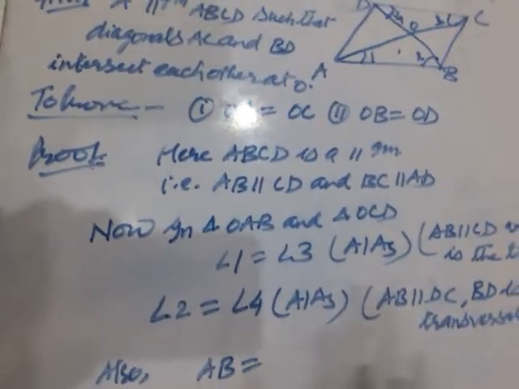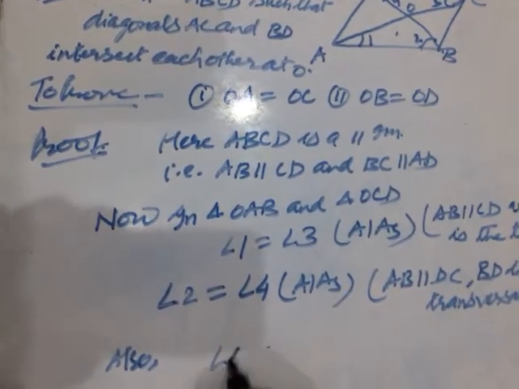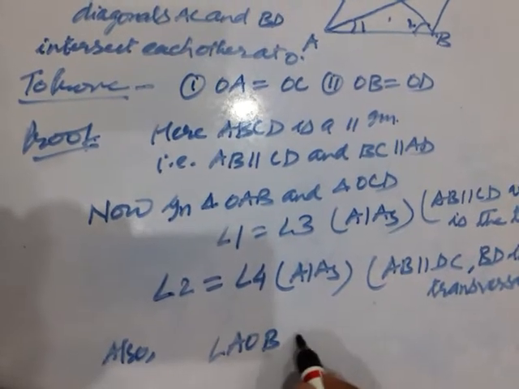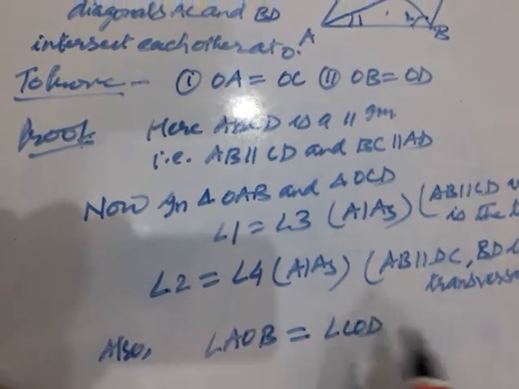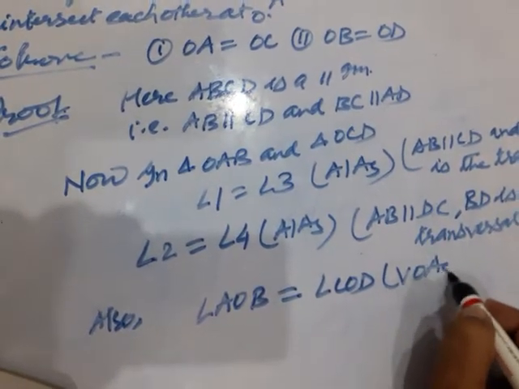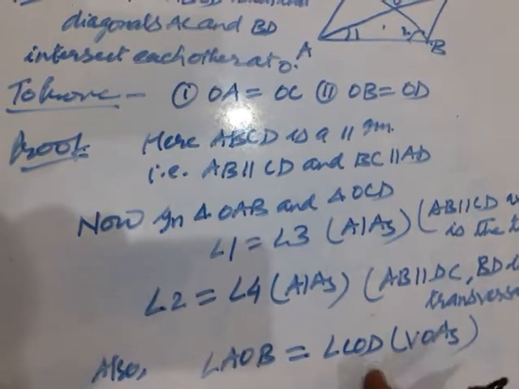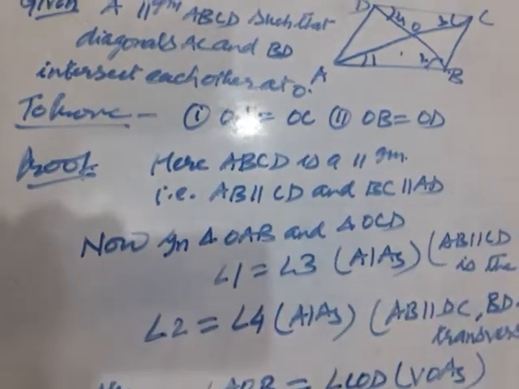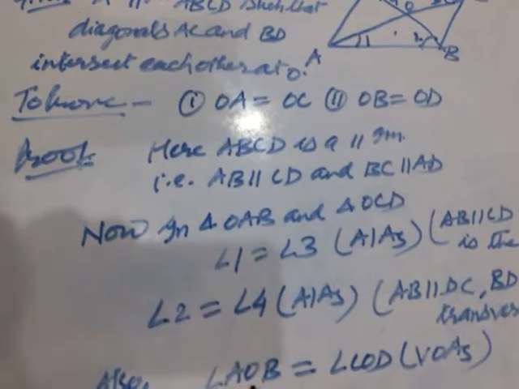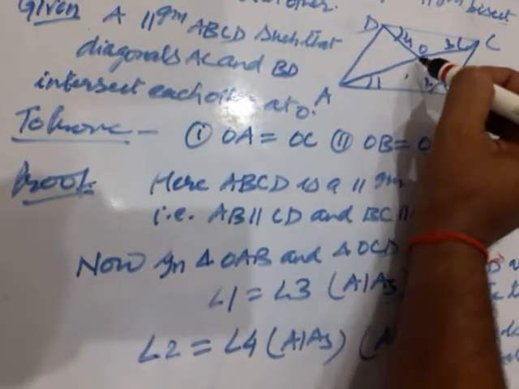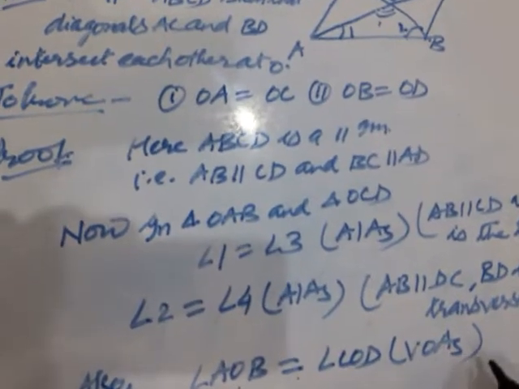Clear? This implies that angle AOB equal to angle COD, that is vertically opposite angles. See, at this point you have two options. Either you show both the vertically opposite angles equal, or you can take that opposite sides of a parallelogram are equal. Two options are there. Angle AOB equal to angle COD means this angle equal to this angle. Clear? Now these are vertically opposite angles.